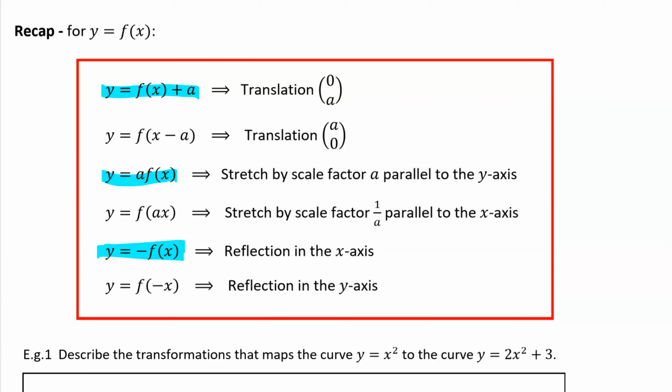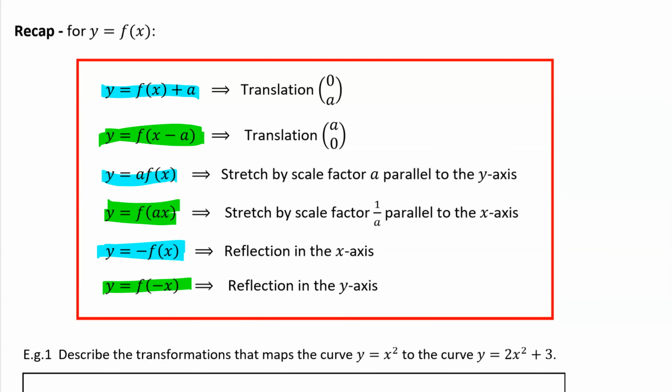When the change affects the y's, or when the change happens outside of the function, it does what you'd expect. So 3f of x, for example, would mean you're going to multiply all your y values by 3, as you might expect. Then we'll look at the transformations that affect the x's.